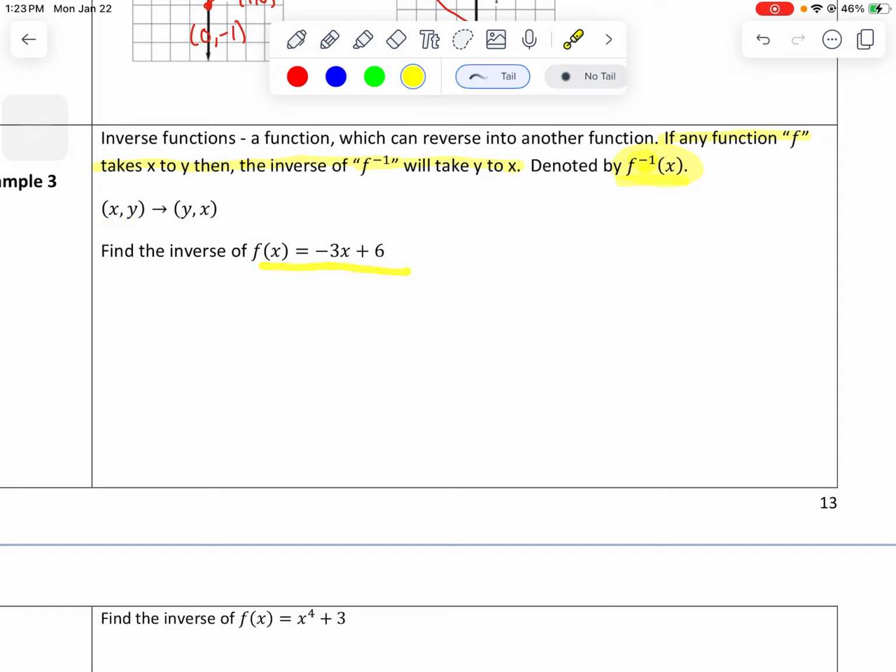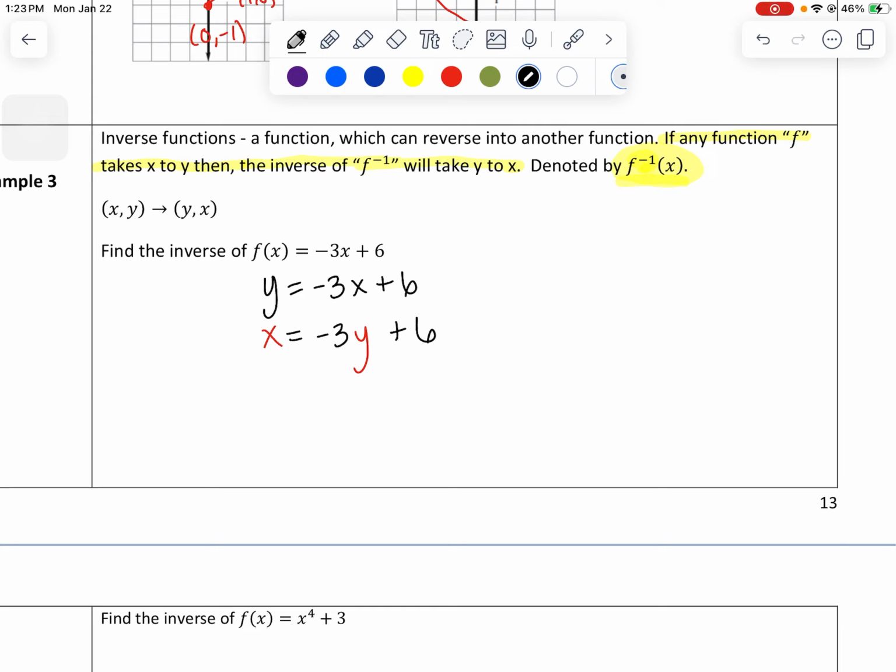So for example, if x goes to y, then y will go to x in the inverse. So if this is our original function, f of x equals -3x plus 6, that's the same thing as y equals -3x plus 6. The inverse will switch the x and y. So that's the first thing you're going to do to find the inverse. So x and y are going to be swapped. So instead of y equals -3x plus 6, it's going to be x equals -3y plus 6. Then you just need to resolve for y because you want to find f inverse, which is the same thing as y equals still, but the inverse.